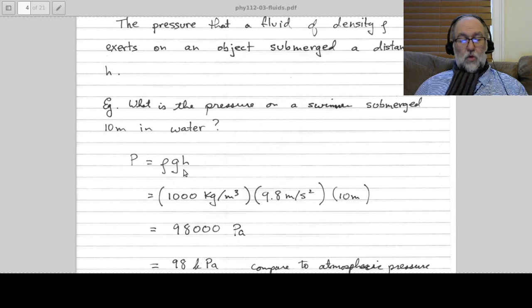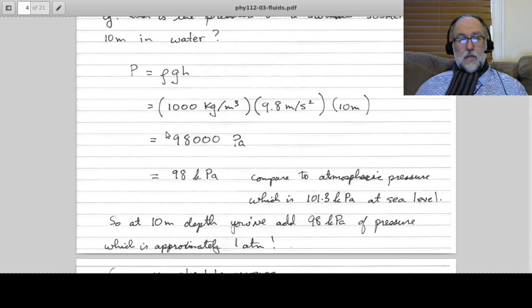Okay, so P is equal to rho g h. What's rho? Well, rho is the density of water, assuming fresh water, and we know that number. In MKS, it's 1,000 kilograms per meter cubed. G, we've used 10 a lot, but I wanted to be a little more precise for this problem, so I use 9.8 meters per second squared for g. And the depth, 10 meters. If you multiply this all out, you're going to get 98,000 Pascals.